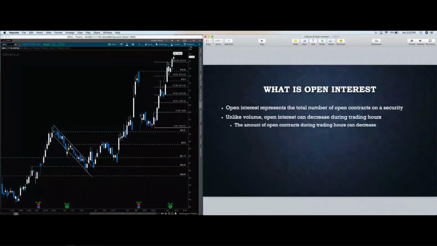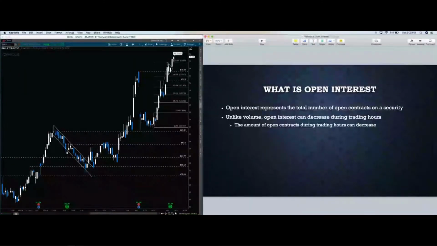Open interest basically represents the total number of open contracts on a security. Unlike volume, open interest can decrease during trading hours. Volume will only increase during trading hours, but open interest, the amount of open contracts during a trading session, can decrease. If people sell, then the amount would decrease, obviously.